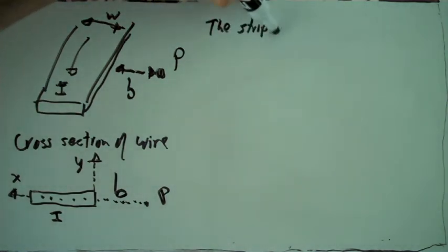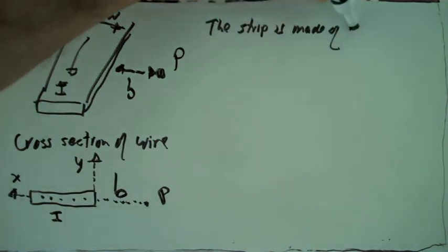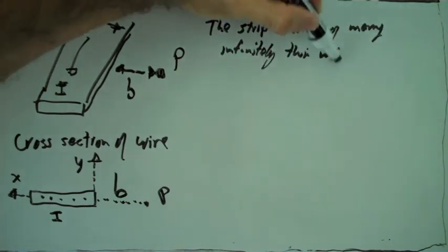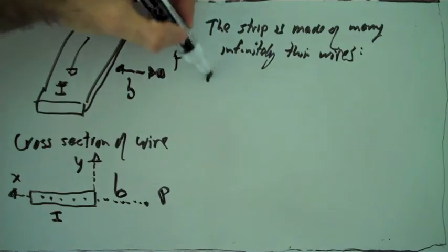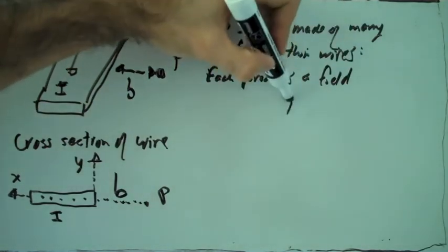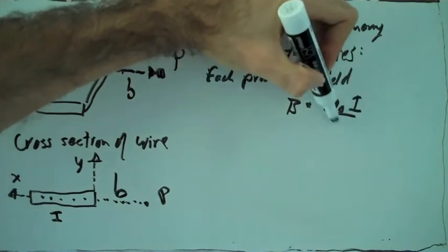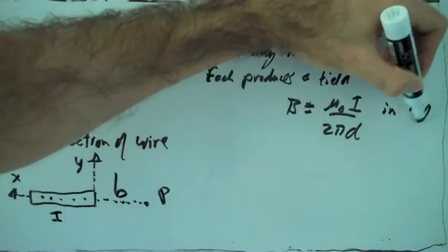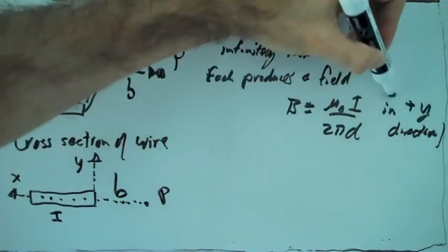well, this flat strip of wire is made up of many infinitely thin wires. And each of these infinitely thin wires produces a magnetic field at point P. The magnetic field of one of those wires is given by this expression. So it's pointing in the positive y direction.